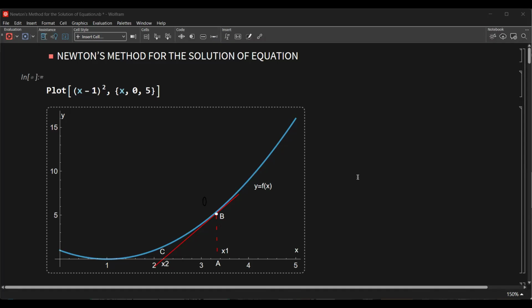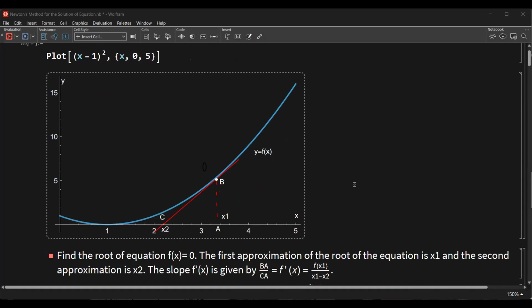Newton's method for the solution of equations. Let us first plot (x − 1)². And we have the slope here at point B of this red line. This is the slope at x equal to 1. So that is our first approximation. The second approximation is the slope at x sub 2.